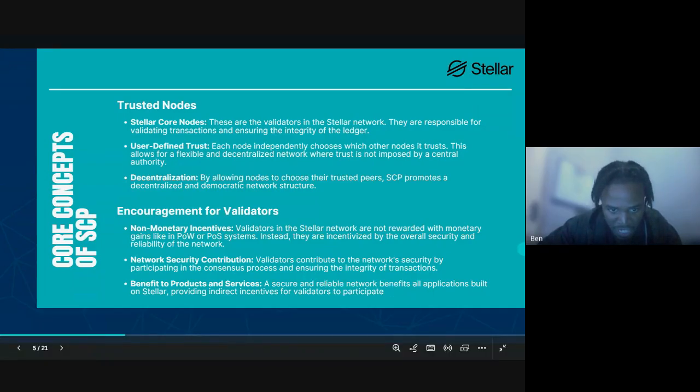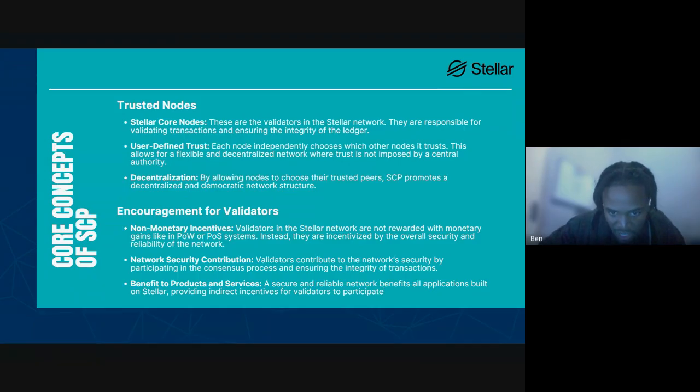There's also the benefit of products and services. A secure and reliable network benefits all applications that are built on Stellar, providing indirect incentives for validators to participate.